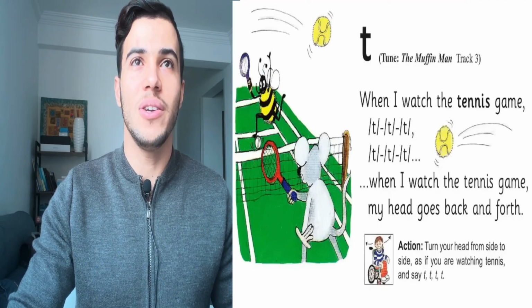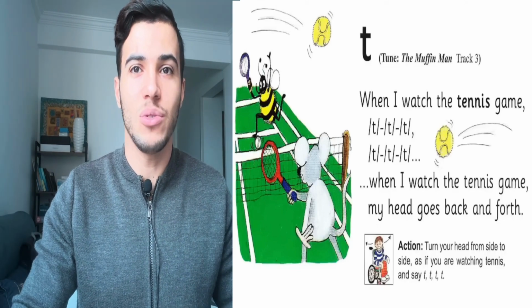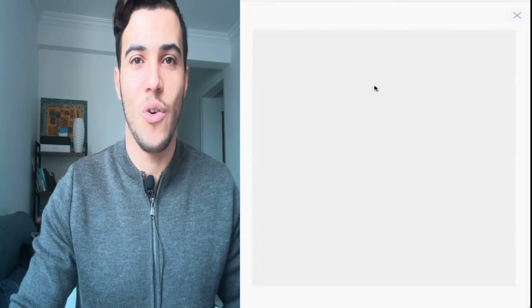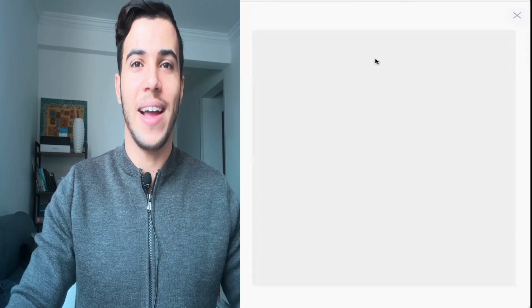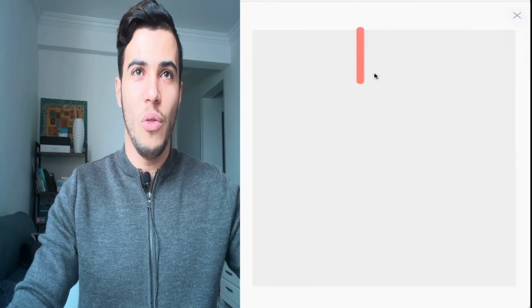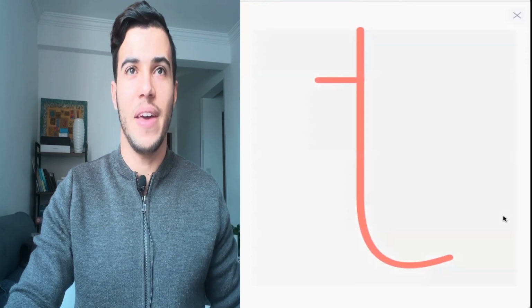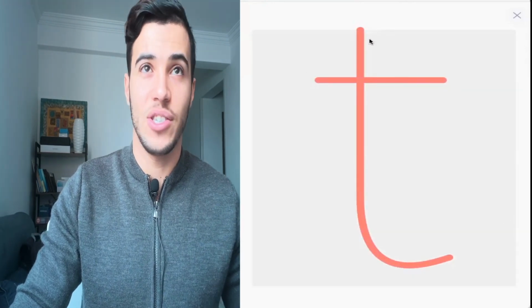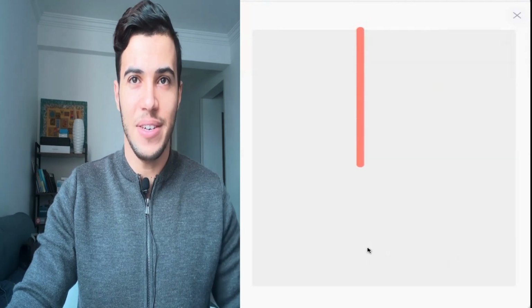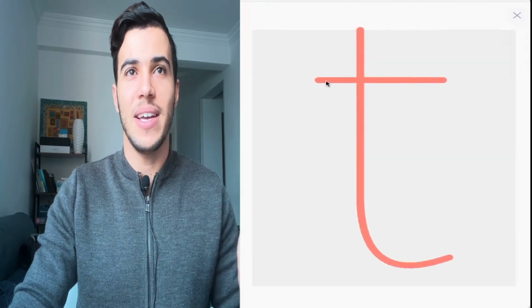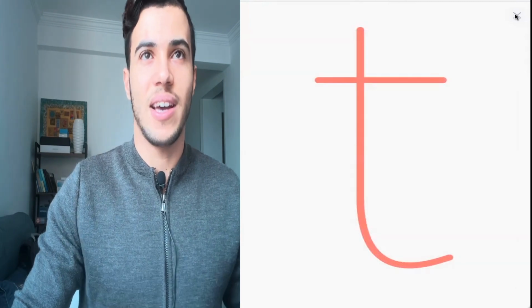All right, now I want to teach you a method on how to write the t sound, the lowercase. So the way we write the lowercase t, we start at the top, okay? And we go all the way down for the tail right here. Then we go one line to the side. Just two steps, okay? Number one, start at the top, go all the way down for the tail. Number two is one line to the side.